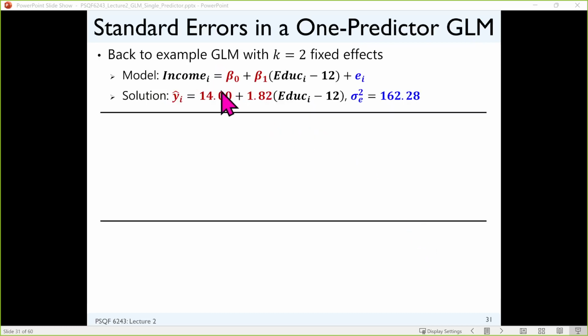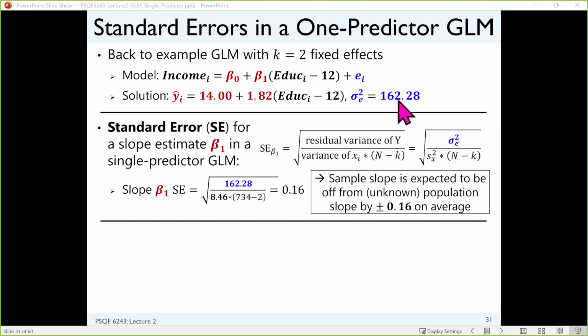So then back to this example, these are the values in our data that resulted in the smallest collective set of E's for this model. Our best guess as to what beta 0 should be in this sample is 14. Our best guess to what the slope of education, beta 1, should be is 1.8. And the variance that's left is this 162. So I can use those values to compute what SAS, Stata, or R is going to tell me the standard error is for this slope.